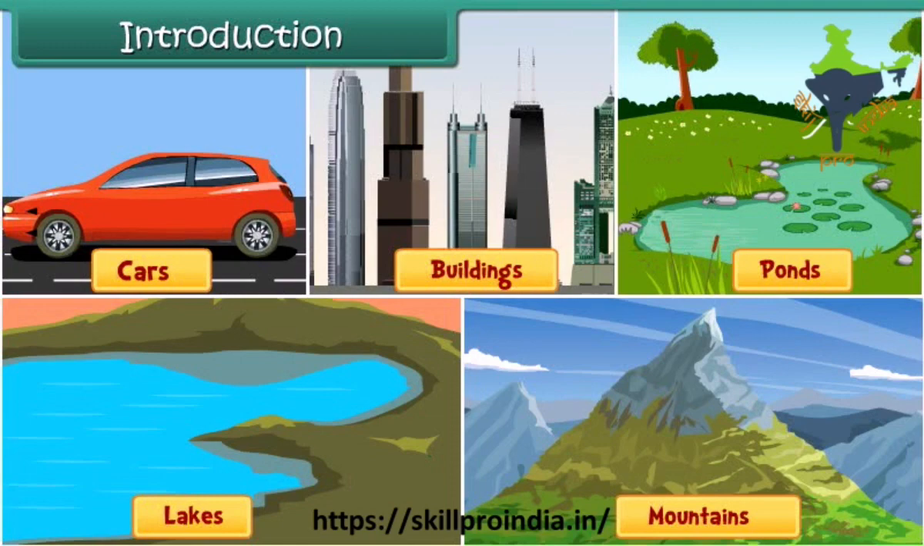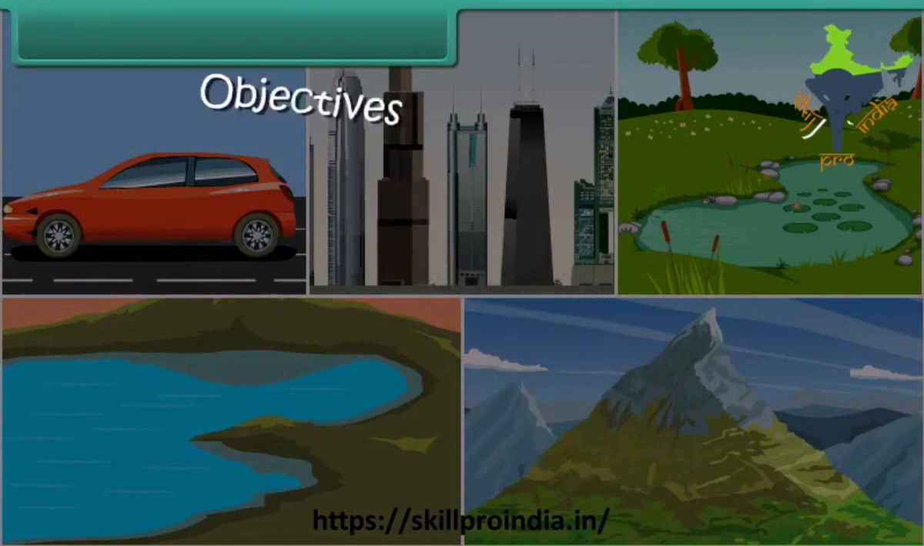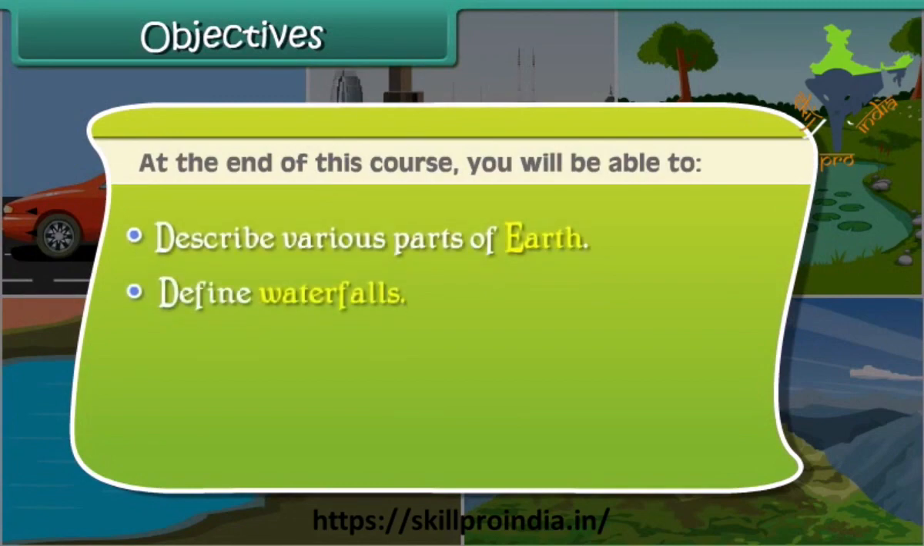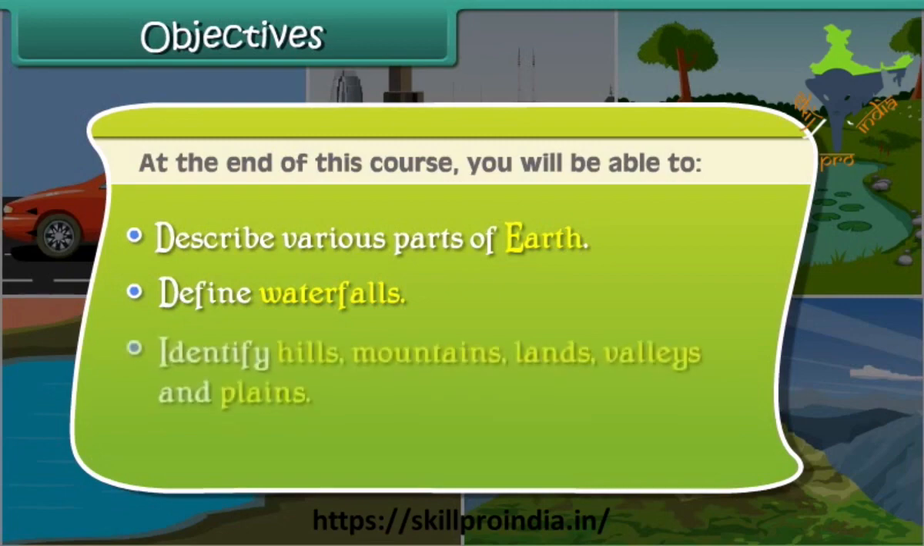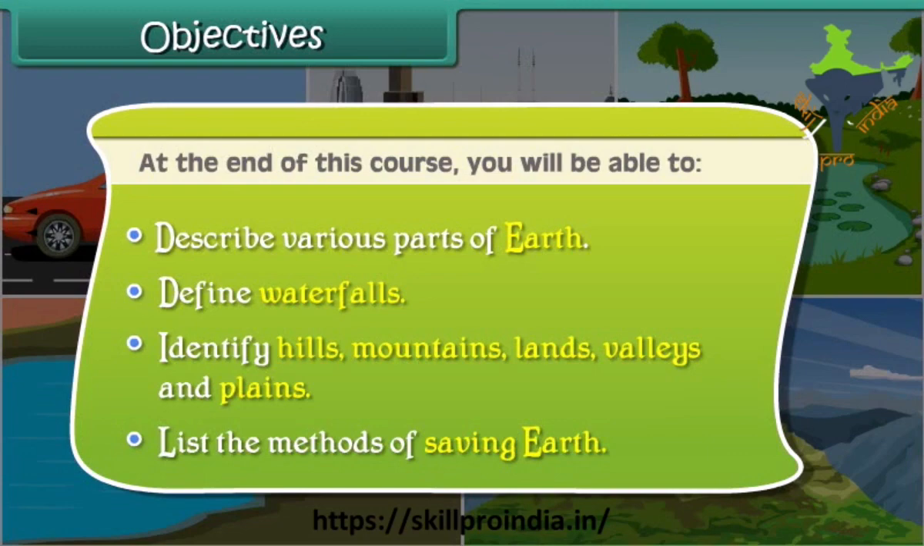In this module, you will learn about the Earth and what it consists of. Objectives. At the end of this course, you will be able to describe various parts of Earth, define waterfalls, identify hills, mountains, lands, valleys, and plains, and list various methods to save our Earth.